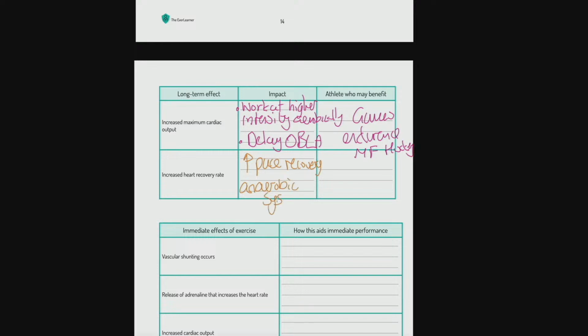So if the anaerobic systems are those that are recovering faster, what sort of athlete would this help? It would help an intermittent athlete, someone who works, slows down, stops, recovers. This would be really good for a games player. Think tennis player. This would be really good for a combat performer. Think, I don't know, MMA, boxing, jiu-jitsu, whatever. Okay, let's finish this off.